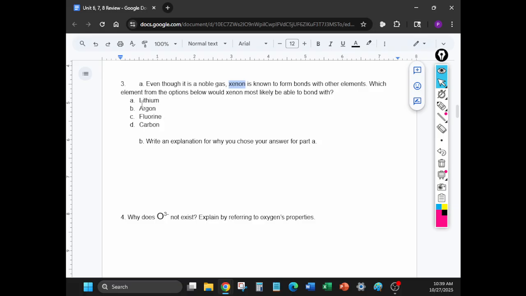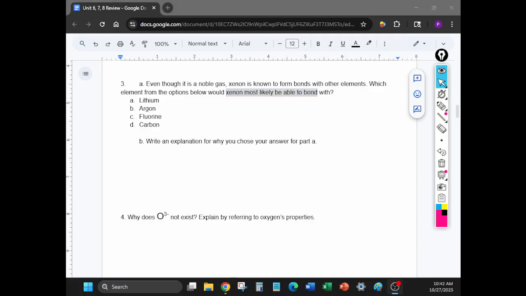And you're going to pick which element from this list is xenon most likely to bond with. Okay, so xenon is a noble gas. We said noble gases typically don't bond with other elements, but xenon is able to. Now, which one of these is it most likely to bond with? And then write a short explanation. So take about 2-3 minutes to try this out. You can talk about it with the person next to you, and then we'll go over it.